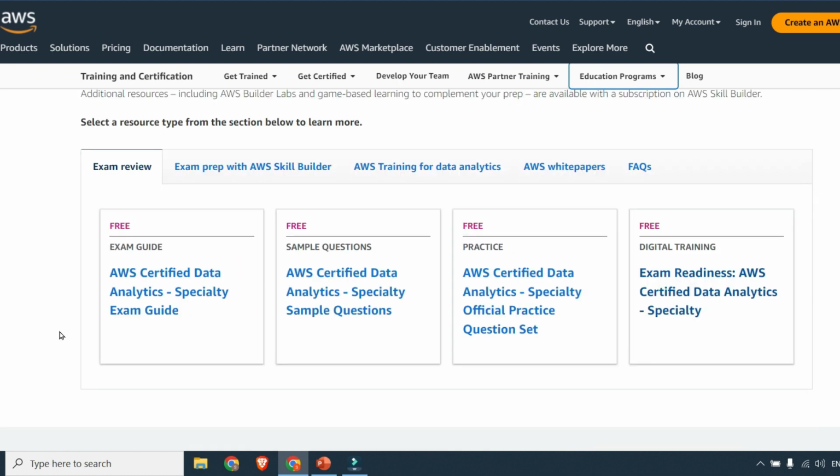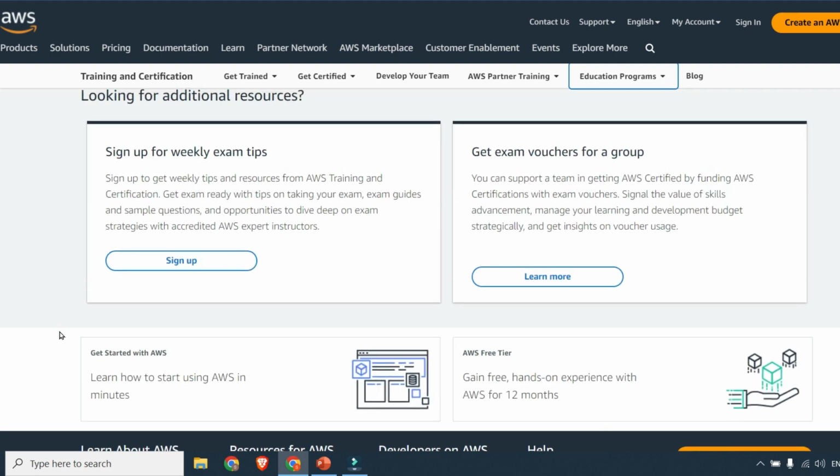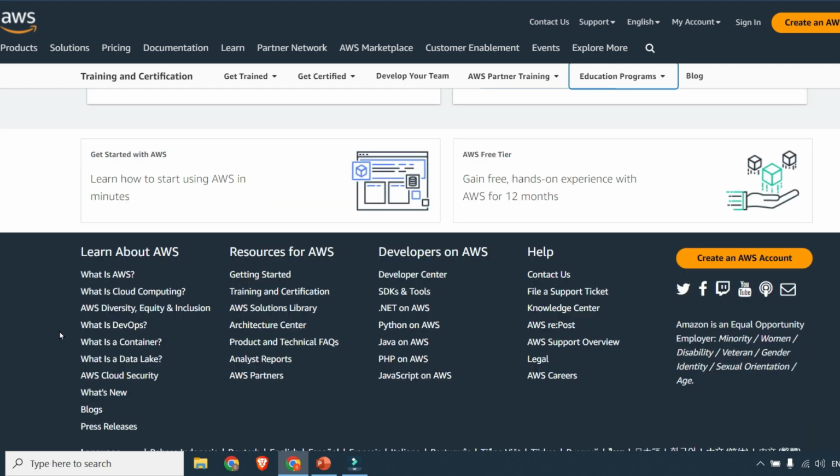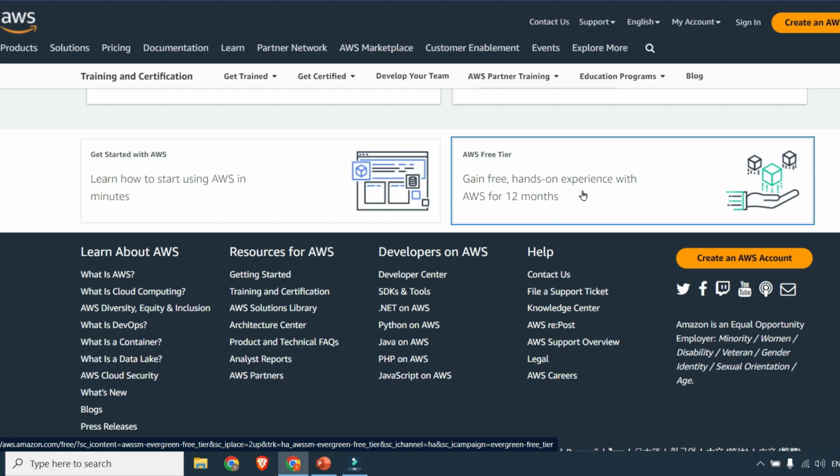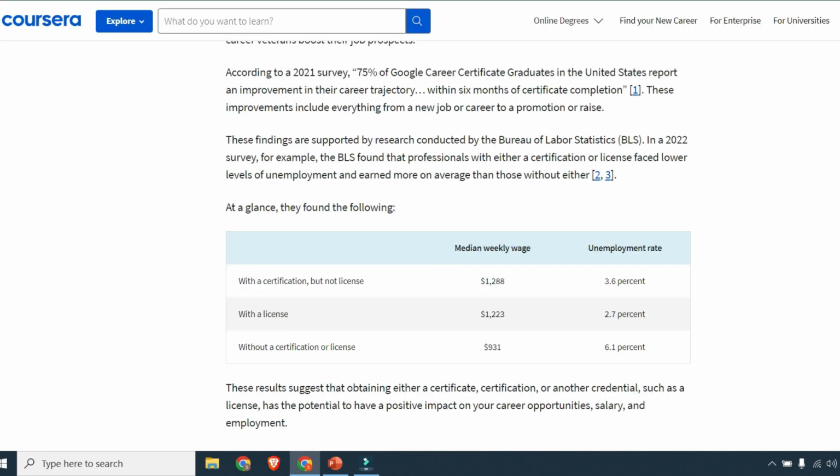Good thing with AWS is they also have a lot of free material to study with, so go and check out all these resources. Also, obviously online on YouTube, there's just tons of free resources for you to watch. Udemy has a lot of good courses on these certifications as well. You don't have to pay a lot of money to learn these things. It just takes time and effort. Also, don't forget with AWS, they have a free tier here. Gain free hands-on experience with AWS for 12 months. So that's AWS.